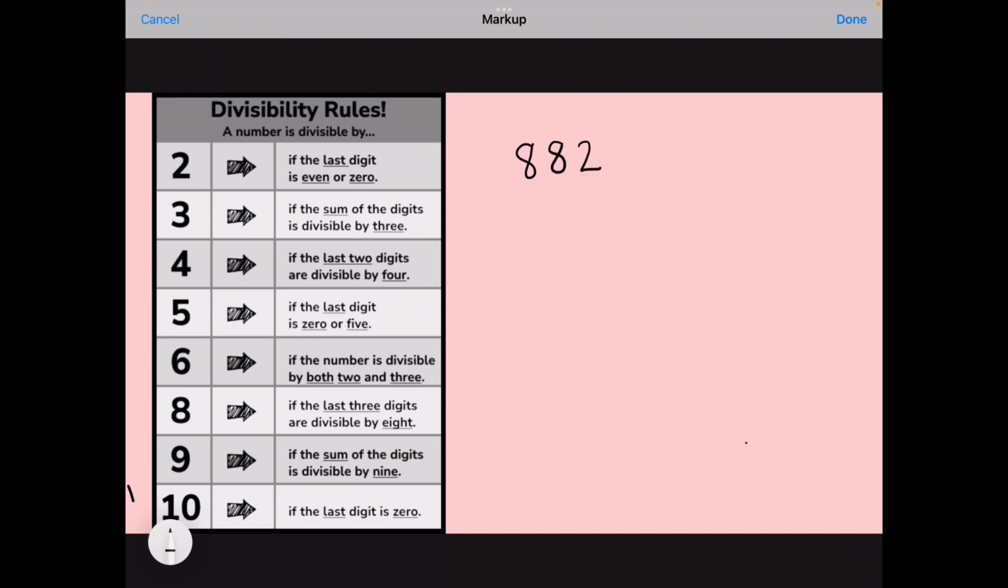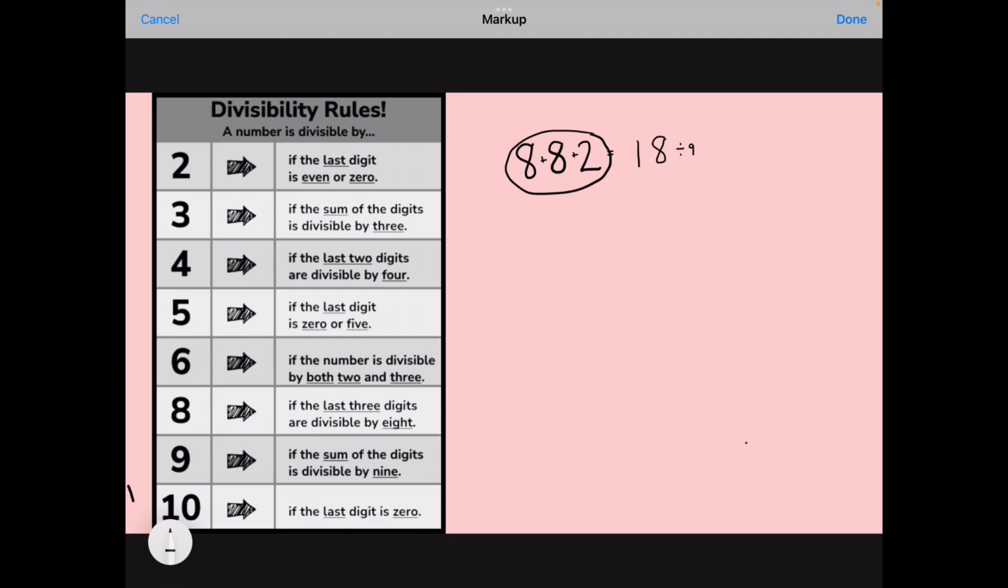So 882, if I add those digits together, the sum gets me to 18. 18 is divisible by 9. I can divide 18 by 9 and get a whole number answer, which means 882 is also divisible by 9. I should be able to divide that by 9 and get a whole number answer.